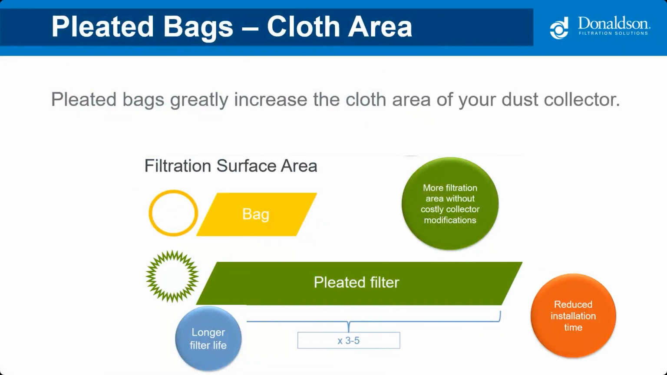When you switch to a pleated bag, the most important thing you're getting is cloth area. Remember the stadium? You're adding more doors. Now, with this, you do want to run these at a lower AMR. Earlier I mentioned 3.5, but because of the pleats, you're typically going to get 2 to 4, 3 to 5 times the amount of cloth area in that dust collector, and that's going to help lower your differential pressure and really help that dust collector run a lot better. And with the more cloth area, you're going to get a lot longer filter life typically as well.